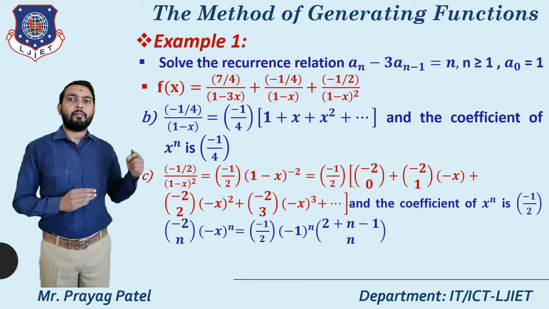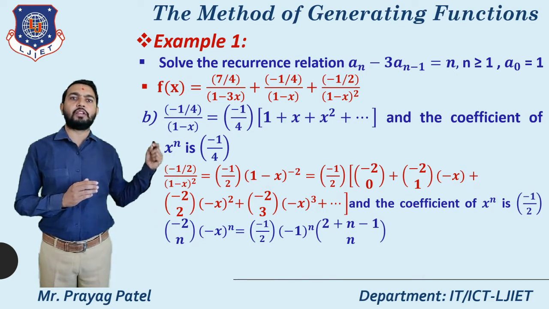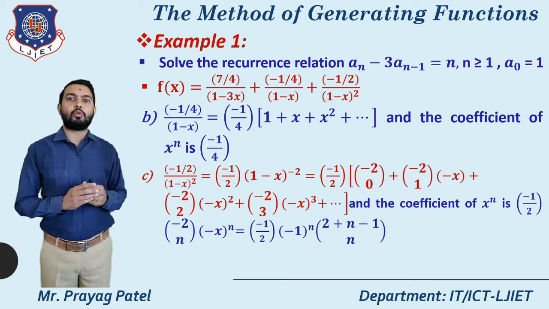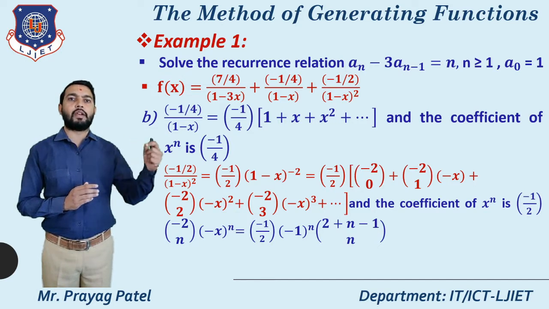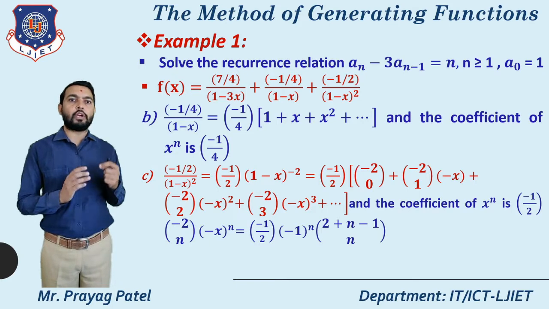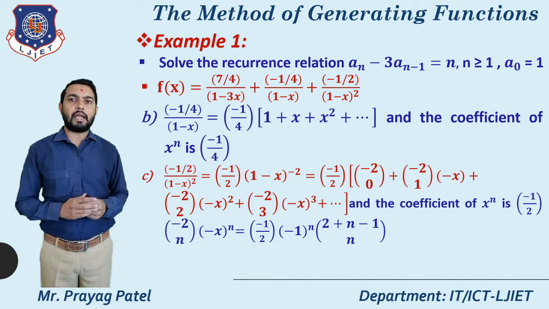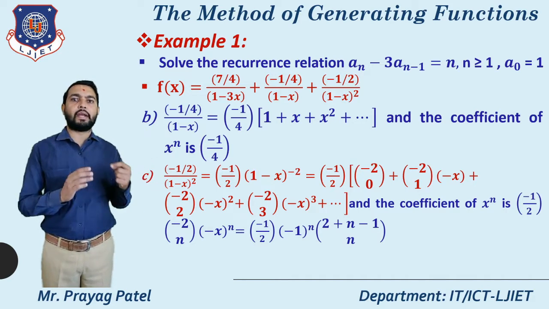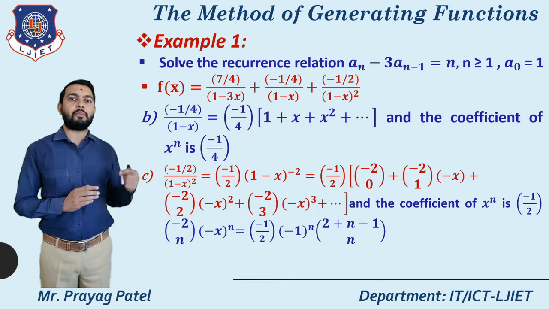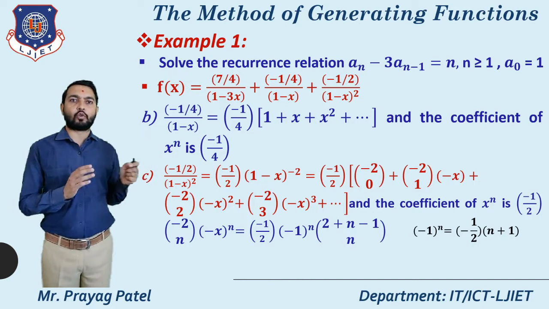And the third part C, minus 1 by 2 divided by 1 minus x squared. Now simplify this: minus 1 by 2 into (1 minus x) to the power minus 2 is equal to minus 1 by 2 into minus 2C0 plus minus 2C1 into minus x plus minus 2C2 into minus x squared plus minus 2C3 into minus x cubed, like this. And the coefficient of x^n is minus 1 by 2 into minus 2Cn into (minus 1) to the n, which is equal to minus 1 by 2 (minus 1)^n (n+1)C n. So these three values are considered as the resultant coefficients.